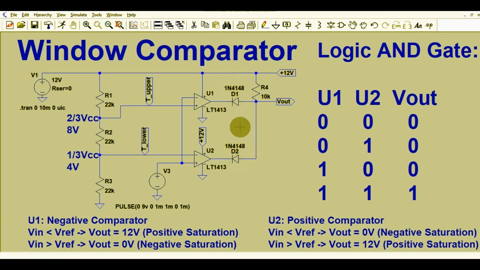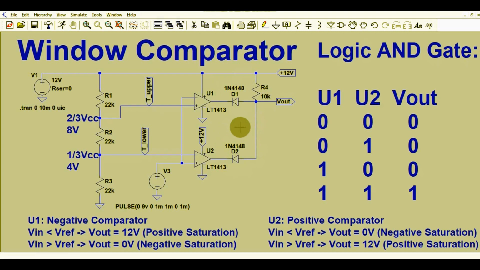Alright, so the application of window comparator is, it is used in digital computers, it is used in voltage detector, it is also used in level sensor.